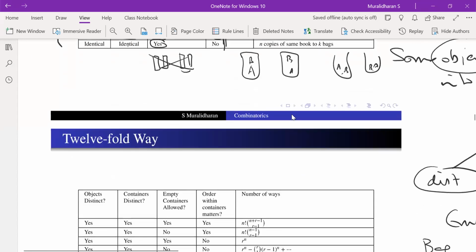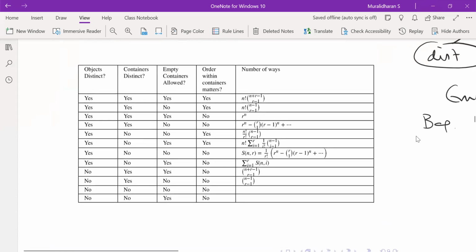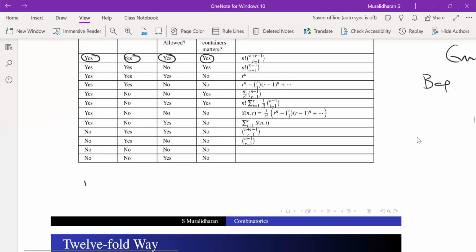So let's see how many of them we have done already. Let's look at this one. Here the objects are distinct, containers are distinct, empty containers are allowed, and order also matters. Now, how will I do that here? I have my n distinct books, and I have k distinct shelves.